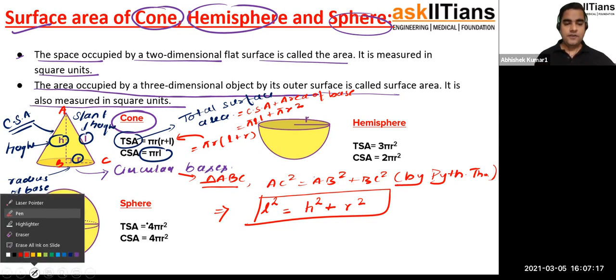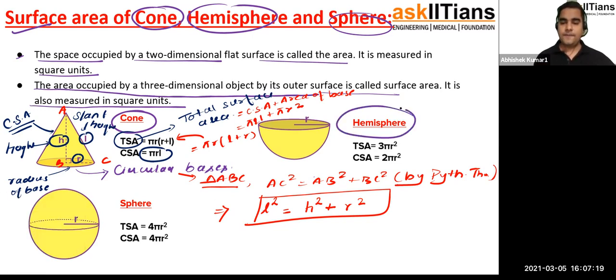If you talk about this hemisphere, then in hemisphere, this is your curved path that you have. The curved surface area of hemisphere is given by 2 pi r square. And if you talk about the total surface area, then in hemisphere, you will be having CSA plus area of circular top or base, whatever.